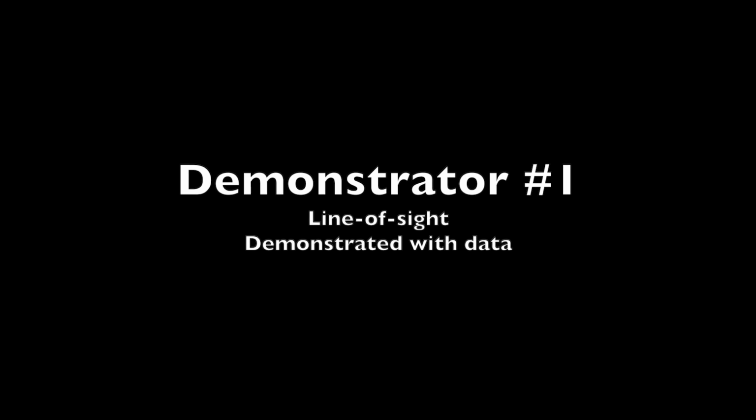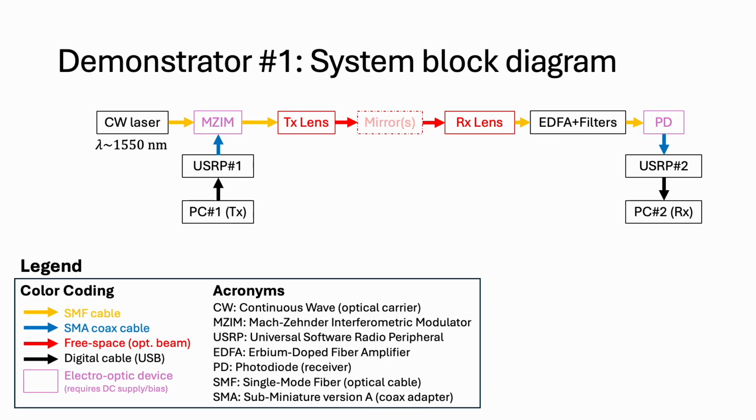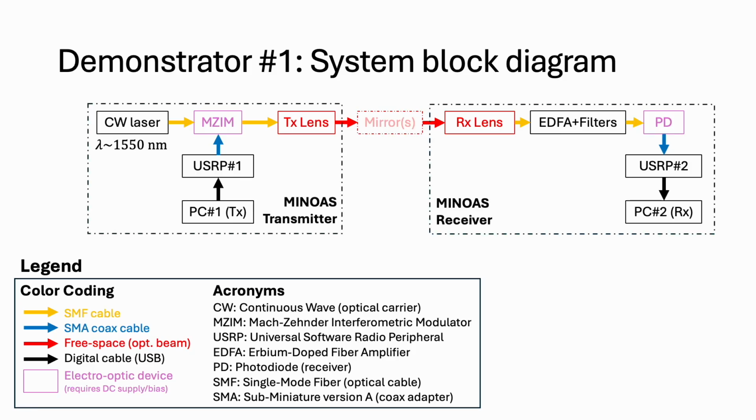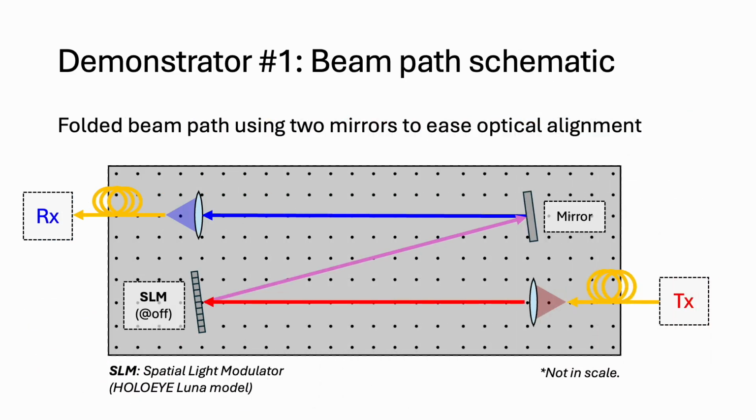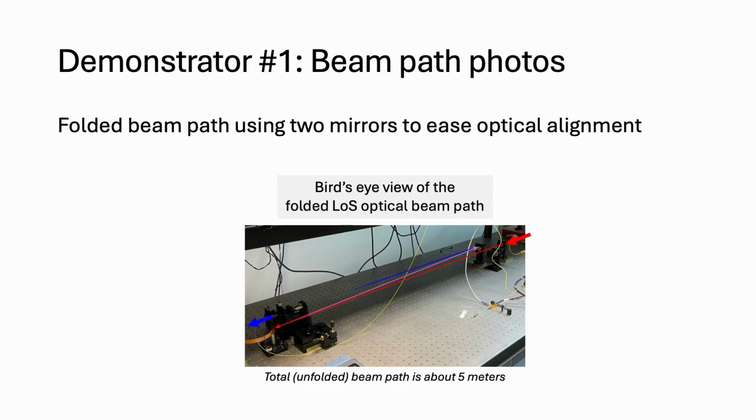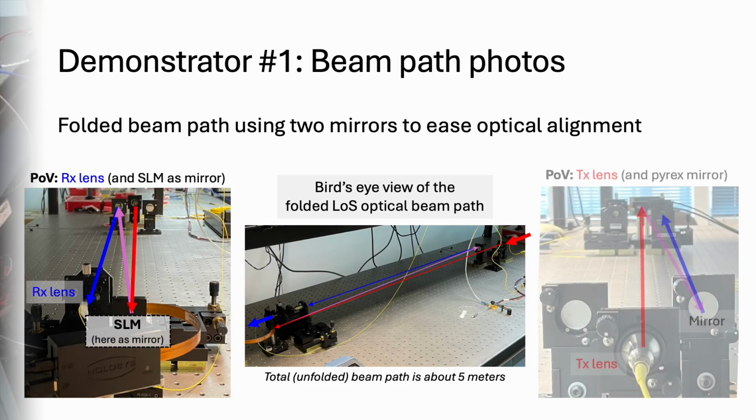Line-of-sight experiments with free space optical signals are presented in the first demonstrator. Here, you can see the system block diagram of the first demonstrator, accompanied by the optical path schematics and photos of the testbed. For more information, you can refer to deliverable D6.1.